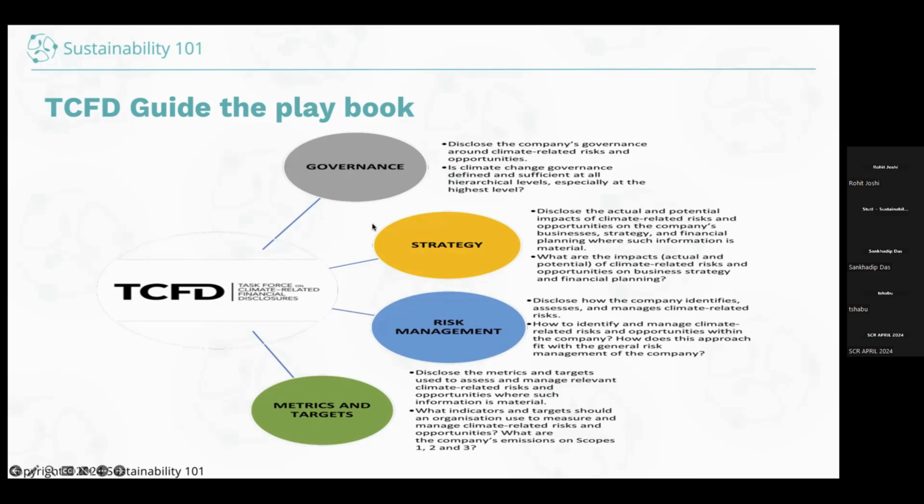In the TCFD, where we depict the metrics and targets, there we have to show this scenario analysis as well as the climate stress testing. In metrics and targets? Yeah, in one of the sections, I think the metrics and targets, where we have to show both these climate scenarios as well as these climate stress tests. We have to describe them.